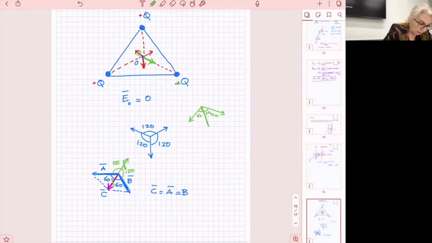So practically, what is the sum of these three vectors? All of them are equal. So let's assume this is vector A, B, and this is C. I claim that the sum of all three will be a vector double C along the C direction.